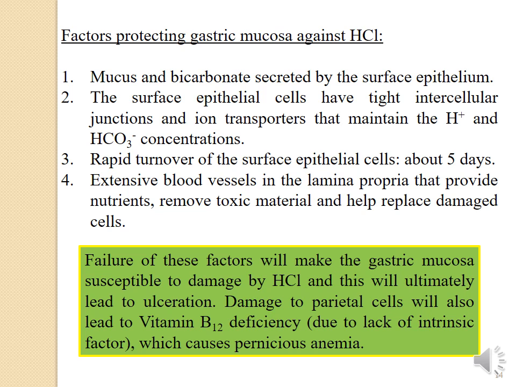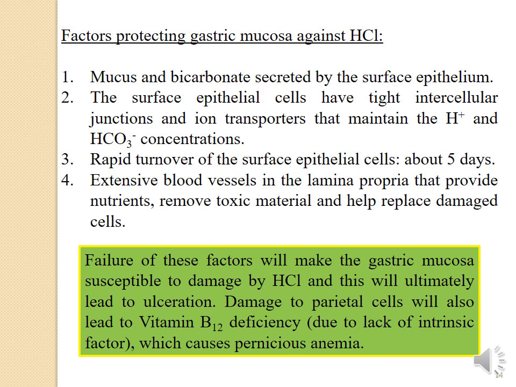Now, parietal cells produce hydrochloric acid into the lumen of the stomach, and the pH in the lumen of the stomach is very low, less than 2. This low pH is important for digestion, but it is also very dangerous and harmful for the mucosa, for the cells. So how can the mucosa protect itself from the hydrochloric acid secreted into the lumen of the stomach?